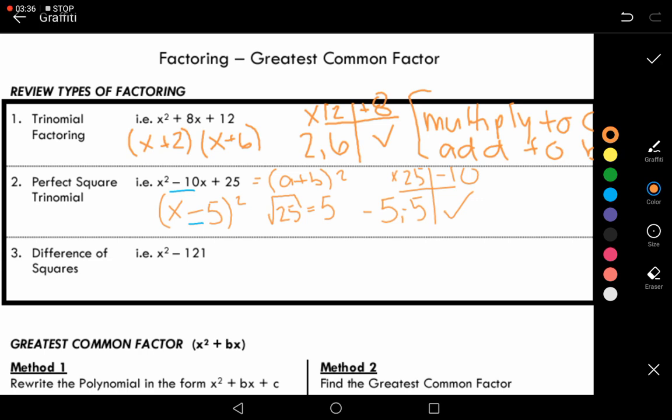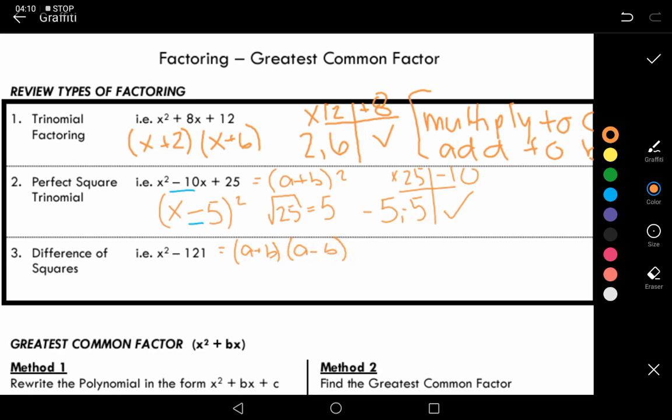The third type of factoring that we looked at was the difference of squares. That's when we have those 2 terms, where the first one is just an x squared and the second is a perfect square. That means there's 2 of the same number that multiply together to give us that negative 121. The general formula for that one is that when we factor it, we're going to get a plus b and a minus b.